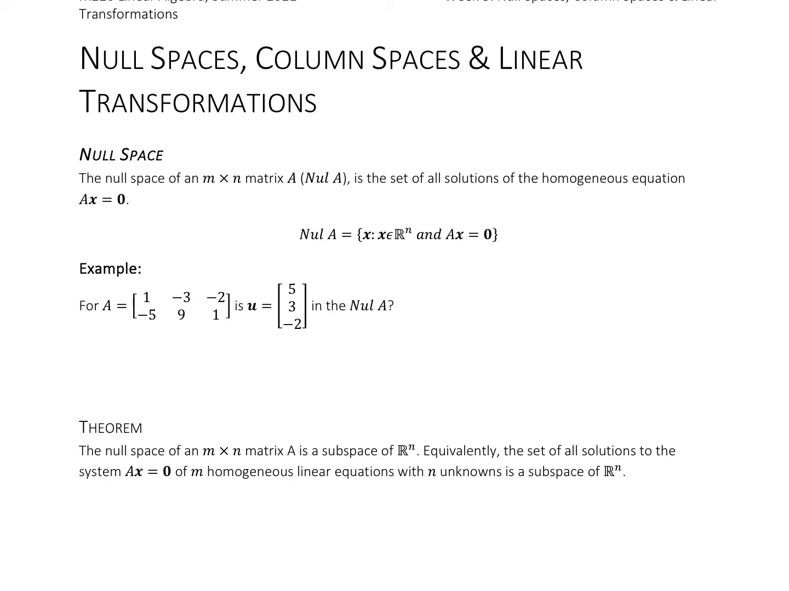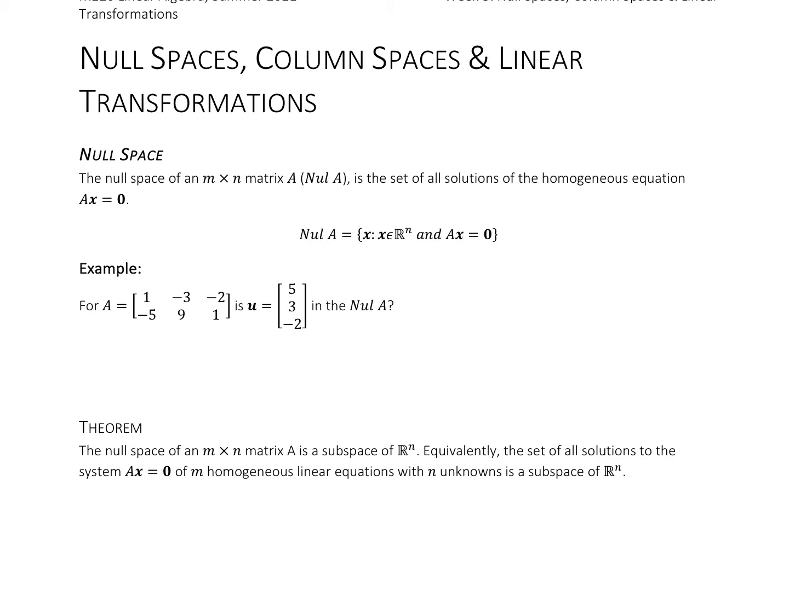So the null space of a matrix, we call it Nul A, is the set of all of the solutions of the homogeneous equation Ax equals 0. Remember, our homogeneous equation always has a solution. 0 might be the only solution, but it also could have an infinite number of solutions as well.